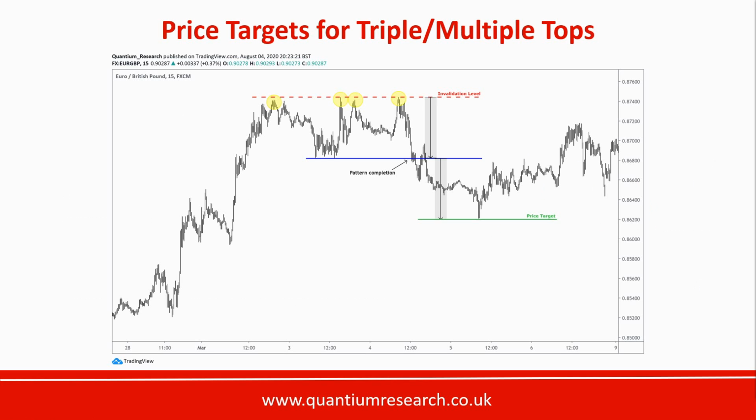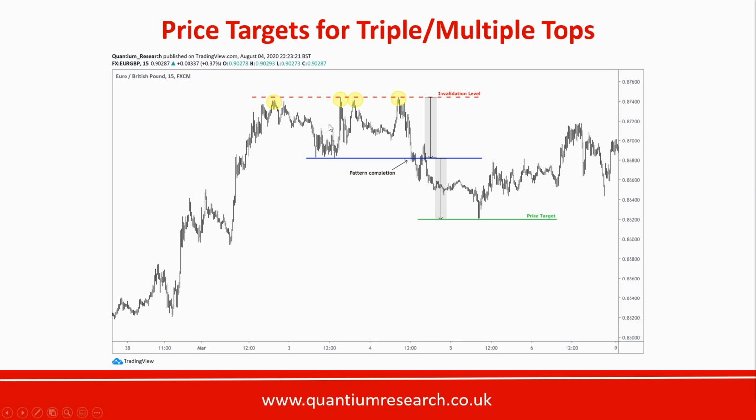So here's an example of a multiple top with 4 peaks highlighted in yellow. We can see one here, one here, one here, and the final one there. The blue level is showing the lowest trough between the peaks. The blue level is the pattern completion level, as we've labeled, and the pattern is only completed if it breaks below there.